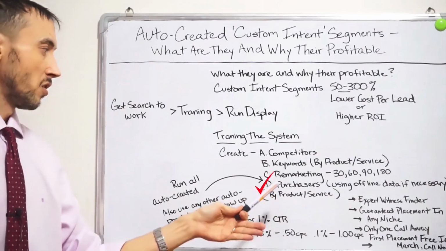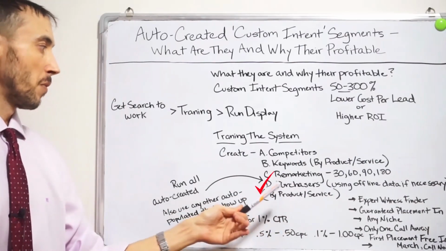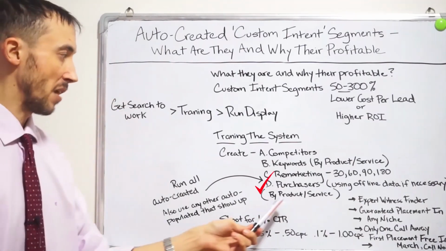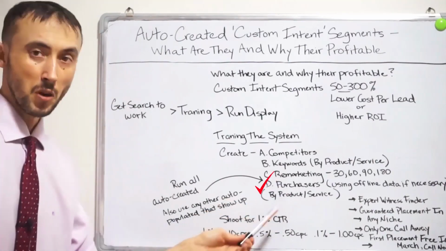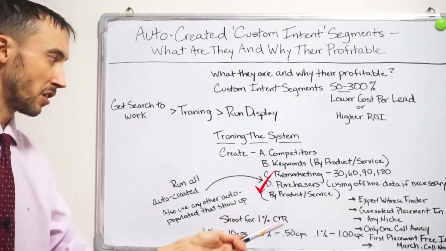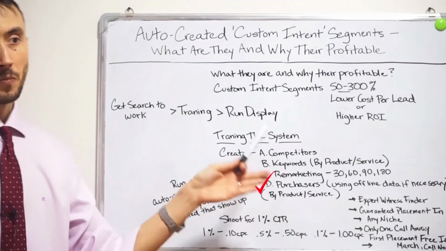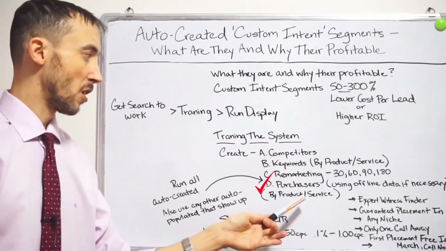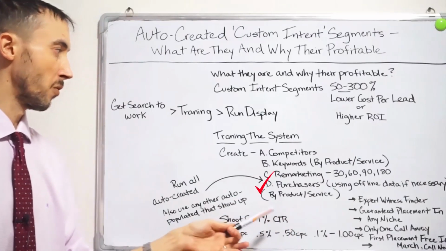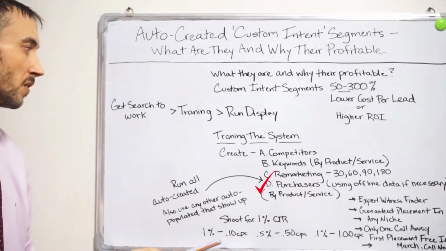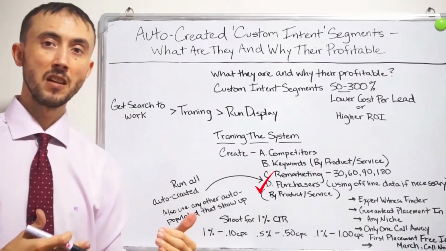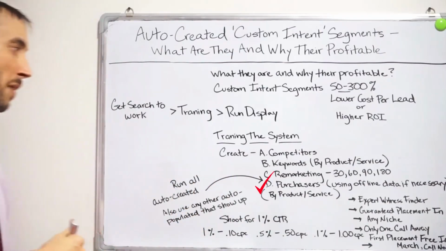So you need a lot of data to be able to have an audience that will spring off auto-created custom intent segments for purchasers of each product and purchasers of each service. Generally speaking, again, unless you have like 10,000 sales a month almost, you can just do it for the overall, not for each product and service, okay? At least, again, for the auto-created custom intent segments, which this video is about.